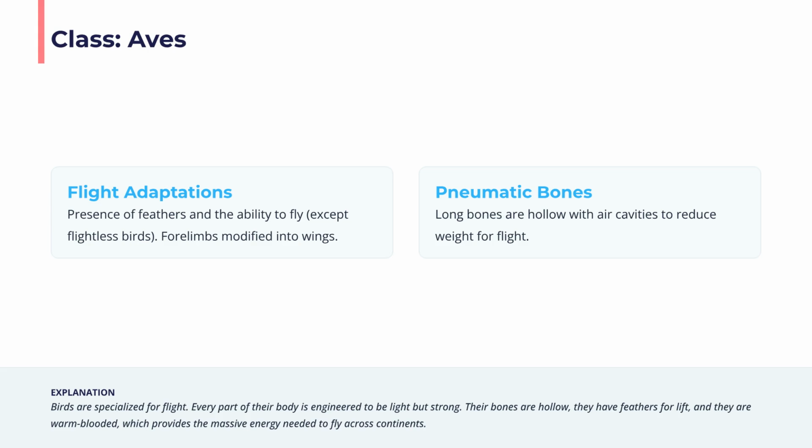Birds, class Aves, are specialized for flight. Adaptations include feathers, forelimbs modified into wings, and lightweight pneumatic bones with air cavities to reduce body weight.